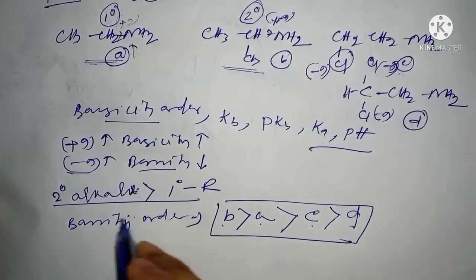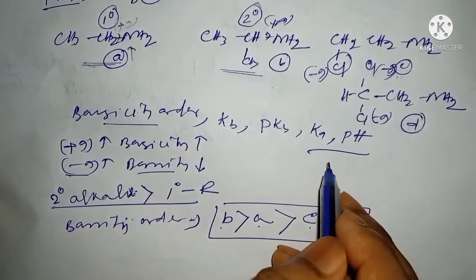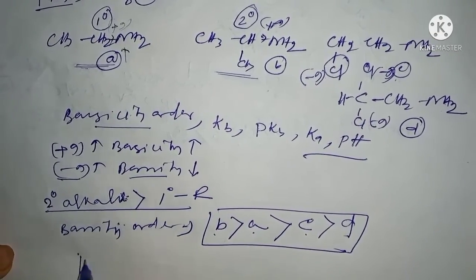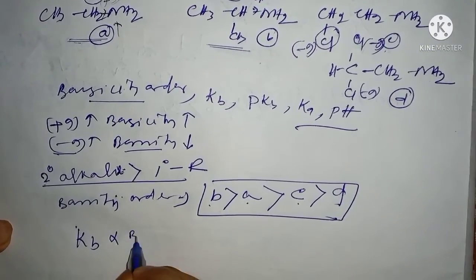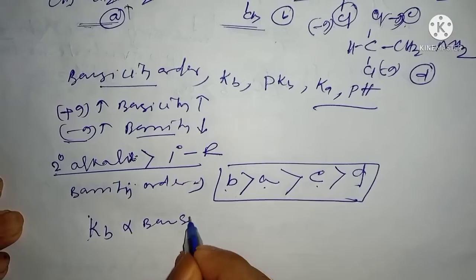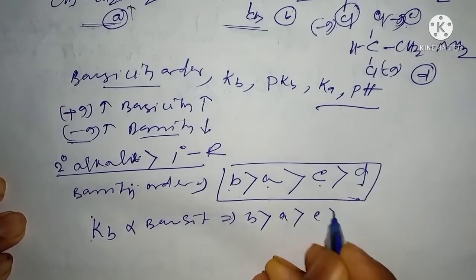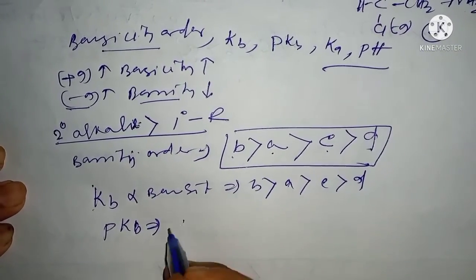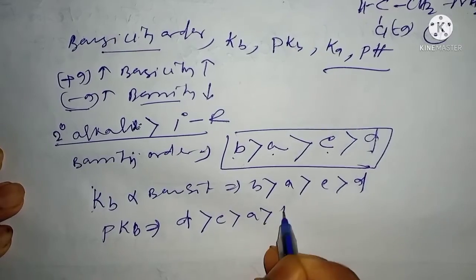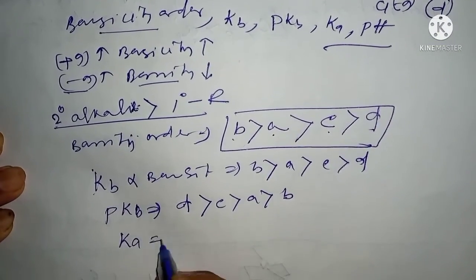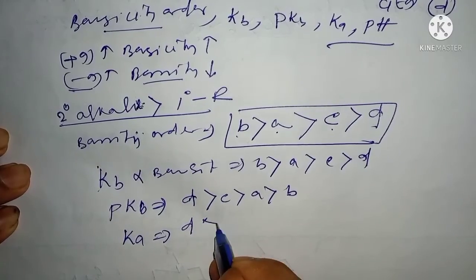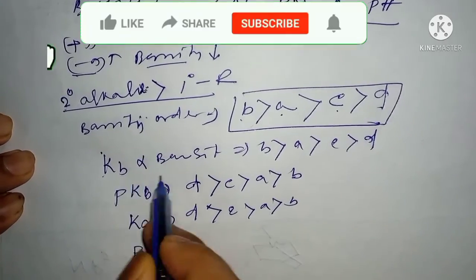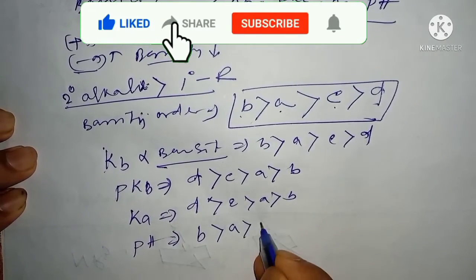First check the plus I effect, then check the minus I effect. As plus I effect increases, basicity increases; as minus I effect increases, basicity decreases. Now Kb is proportional to basicity, so the Kb order is similar: B greater than A greater than C greater than D. Now pKb is the reverse order: D greater than C greater than A greater than B. Ka is also the reverse order: D greater than C greater than A greater than B. And pH follows the basicity order: B greater than A greater than C greater than D.